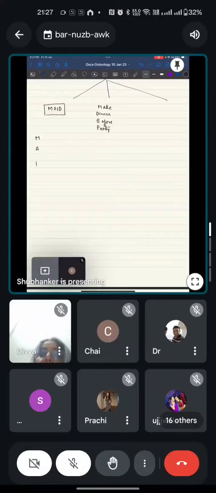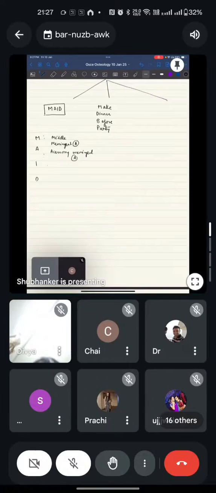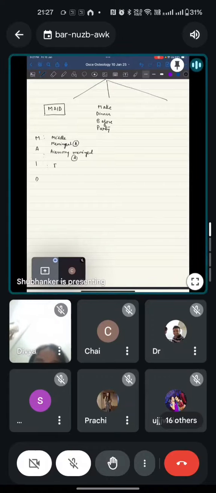M A I D. So M stands for middle meningeal artery. A stands for your accessory meningeal artery. I stands for your inferior alveolar artery. Okay, D is for your deep auricular artery. Now, what is there left?